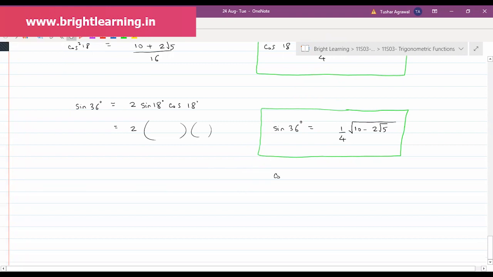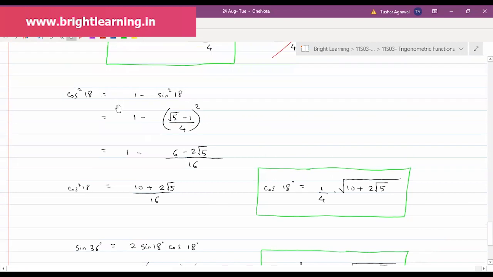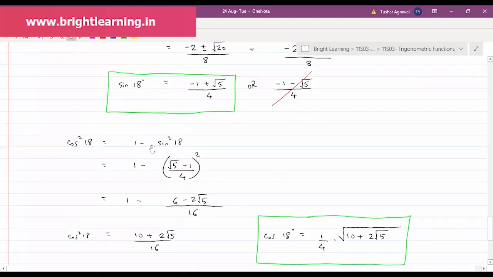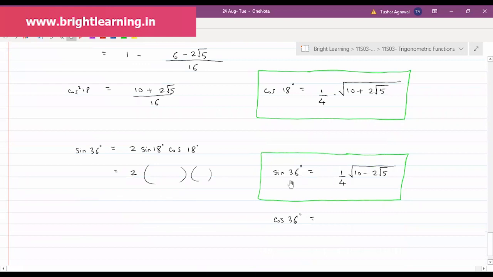Cos 36, how will you calculate? Same. If you know the sine of an angle, you can calculate the cos of that angle. Cos square theta plus sine square theta equal to 1. So if you know sine of an angle, cos of the angle can be calculated. First calculate cos square 36, which will be 1 minus sine square 36.